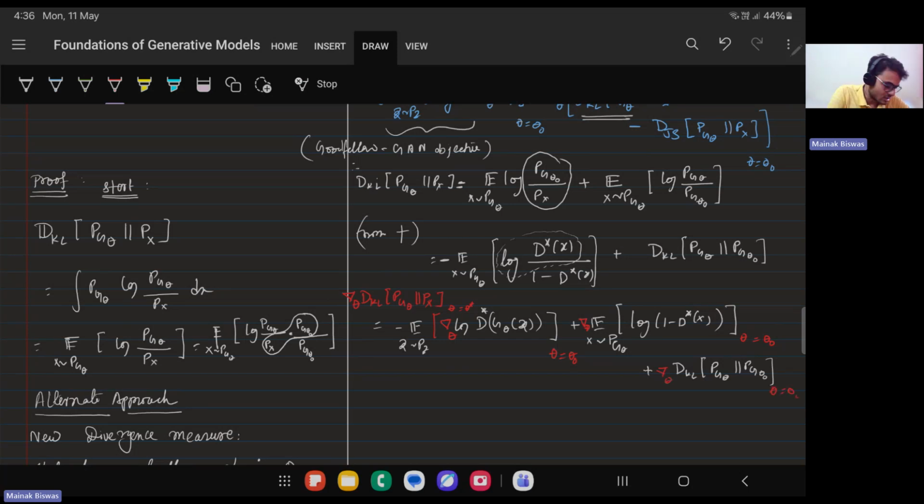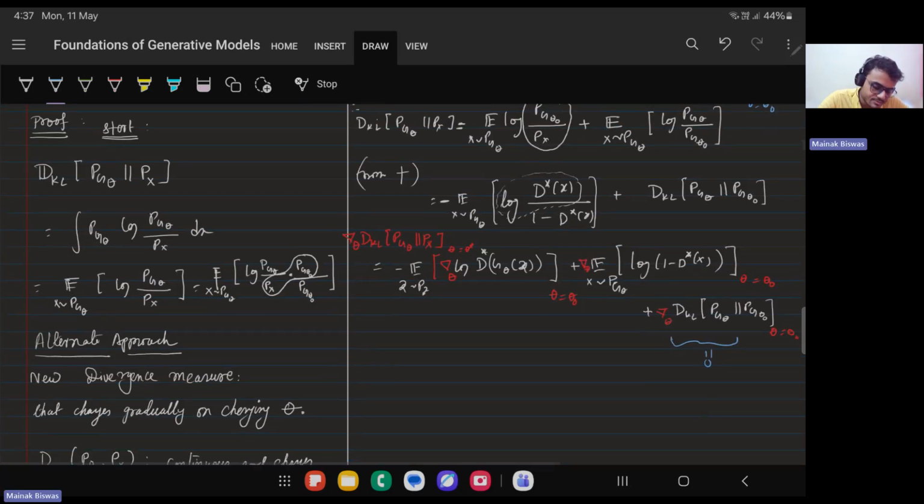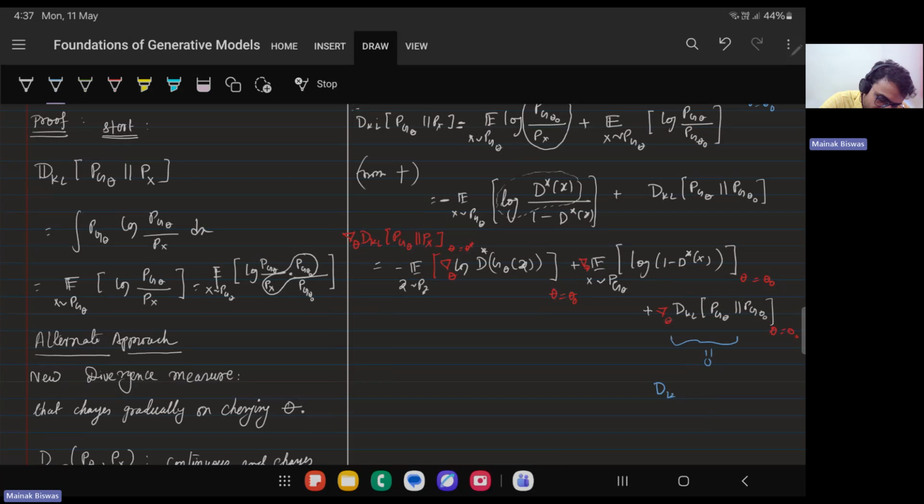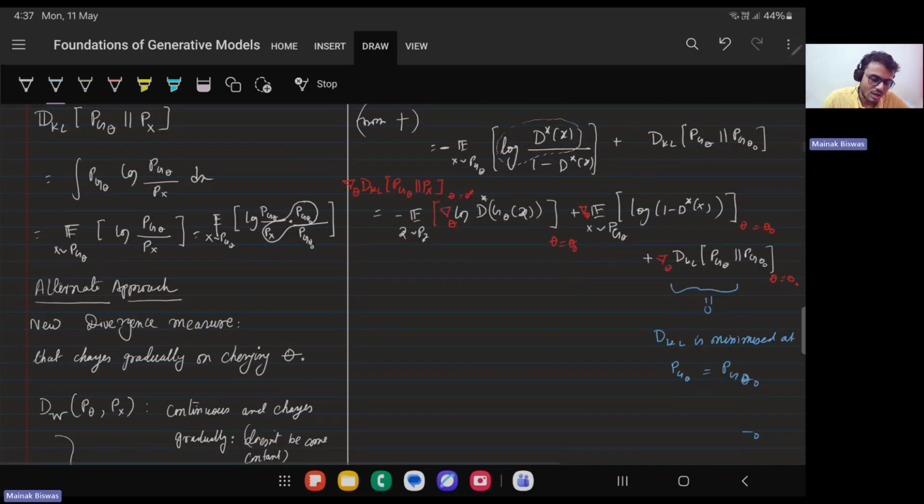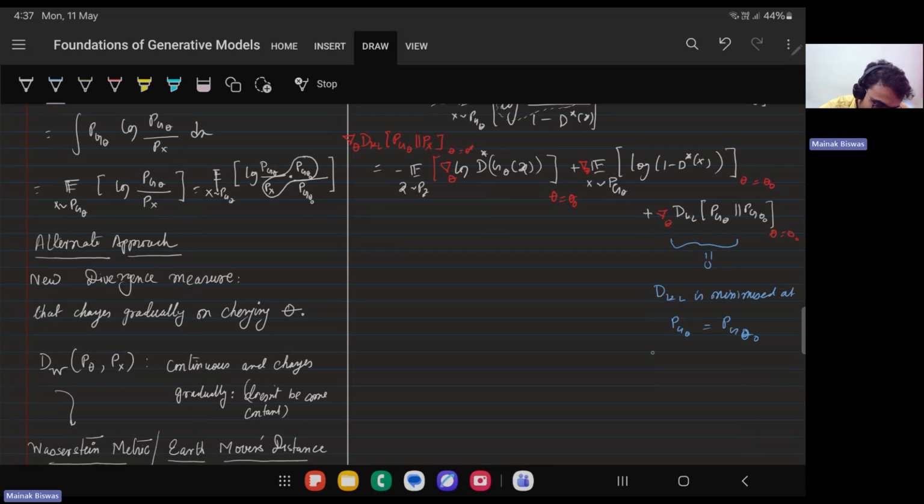Now the last term that you see over here is 0. Why? DKL is minimized at p_g theta equal to p_g theta_0. So if I take the derivative, the derivative value at theta equal to theta_0 has to be equal to 0.